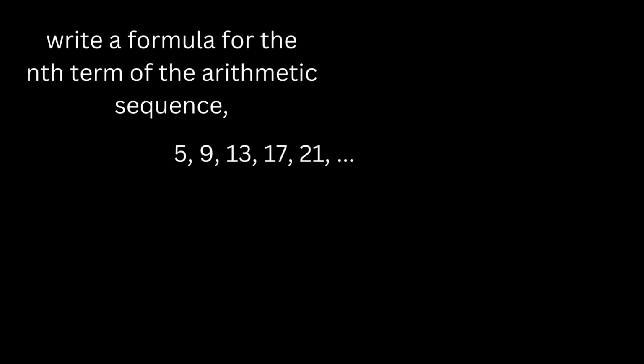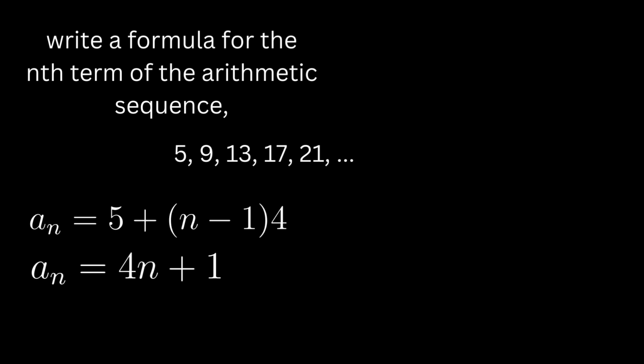Let us apply what we have learned. Write a formula for the nth term of the arithmetic sequence 5, 9, 13, 17, 21, and so on. Solution. Each term of the sequence after the first is 4 more than the previous term. Because the common difference is 4 and the first term is 5, the nth term is given by a sub n equals 5 plus the quantity n minus 1 times 4. We can simplify this expression to get a sub n equals 4n plus 1.